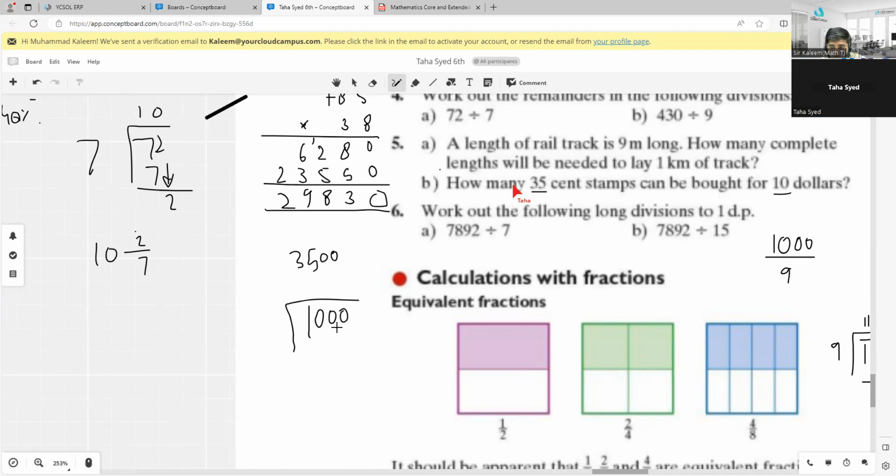Yes. In $10, how many cents do we have? 1,000, right? Yes, 1,000. Ten dollars. So 35 divided by 1,000. Yes, so we will get the answer.